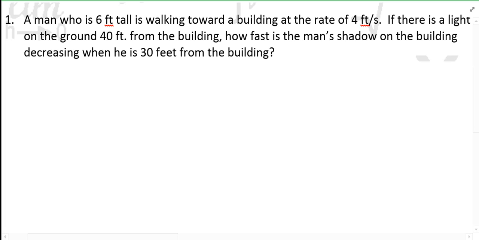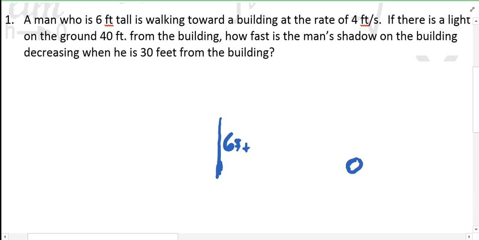The first kind that we're going to look at here is when the light is on the ground. So if there's a light on the ground way back here, we'll say this is the light. And there for some reason is a man standing here. He's a stick figure, from the side, and he is 6 feet tall. His height is not changing, so I'm going to write 6 feet next to that. He's 6 feet tall.